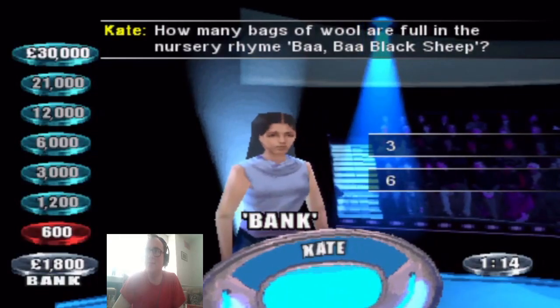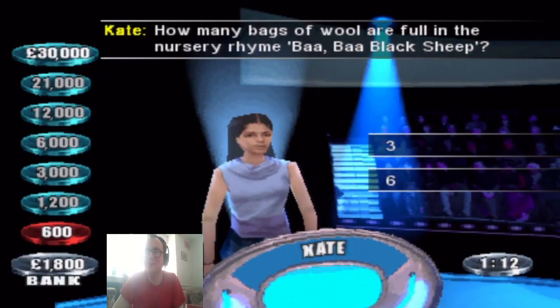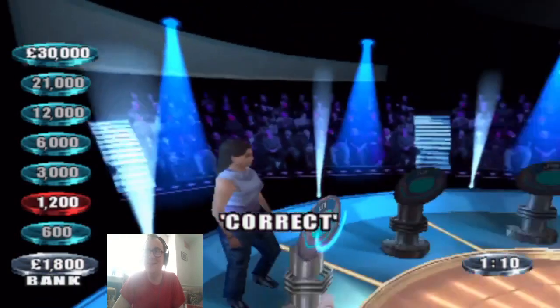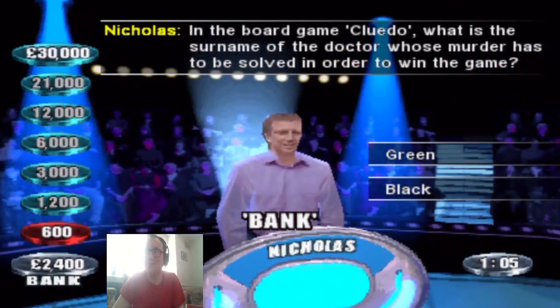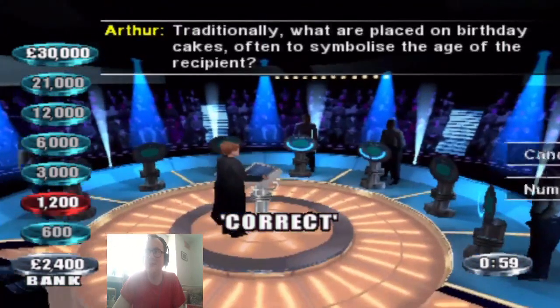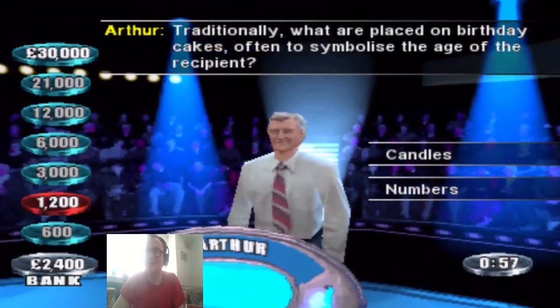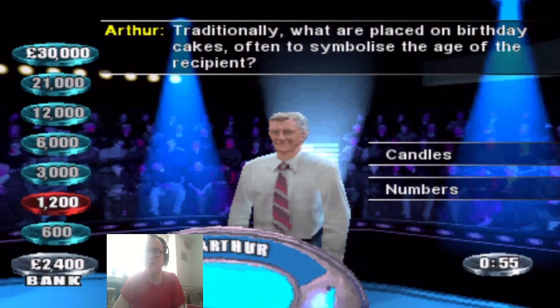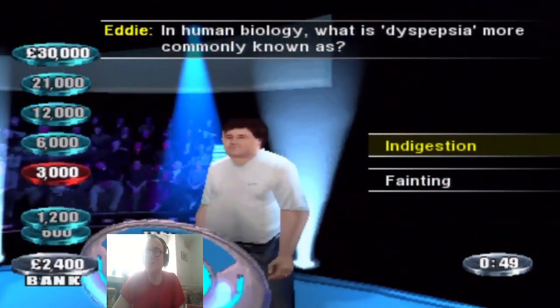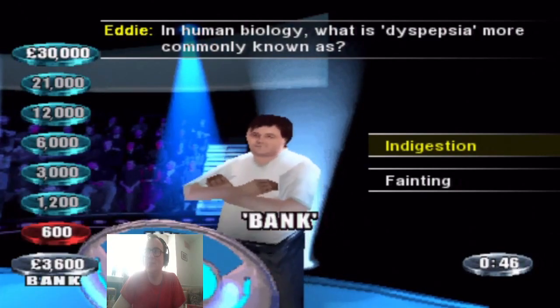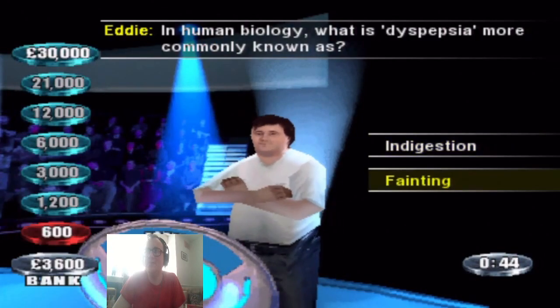Baa baa black sheep, have you any wool? Yes sir, yes sir, three bags full. Come on. This one. Correct. Nicholas, in entertainment, what was the surname of the doctor whose murder... Quite simply, it's the bottom one. Correct. Yeah, Dr. Black, I think that's what it was, right? Anyway, what are placed on birthday cakes to symbolize the age? Candles. It should be the top one. Correct. Yes.